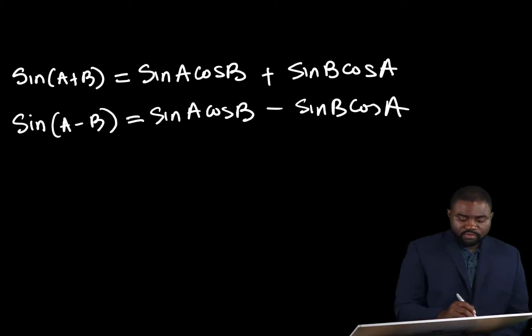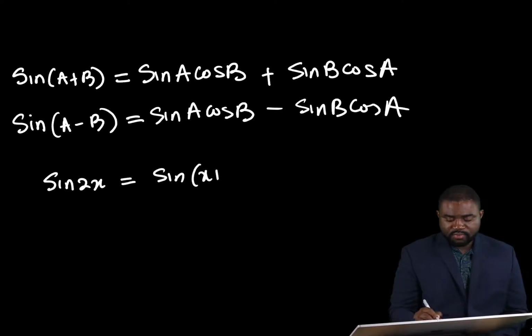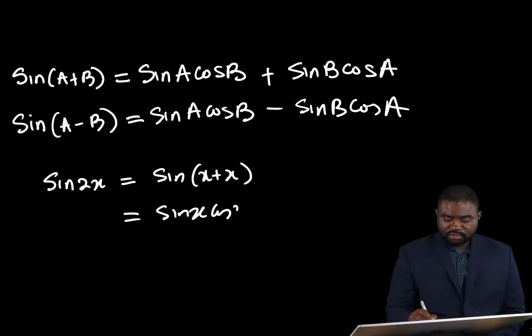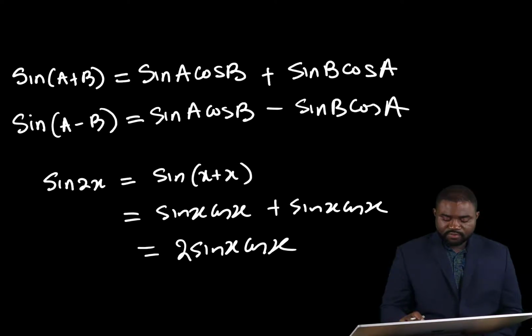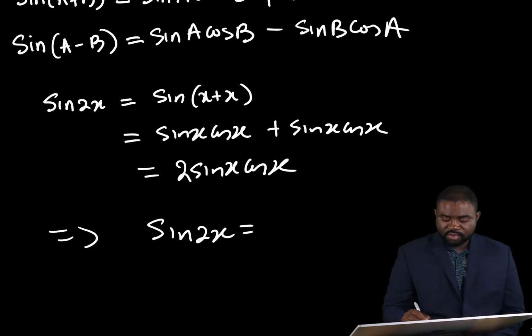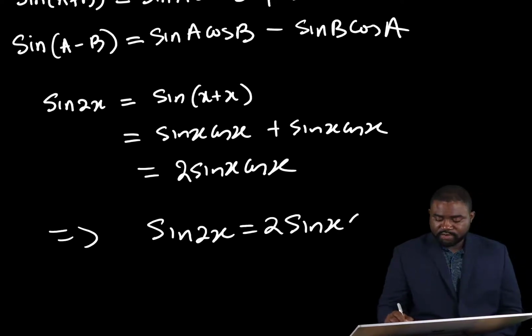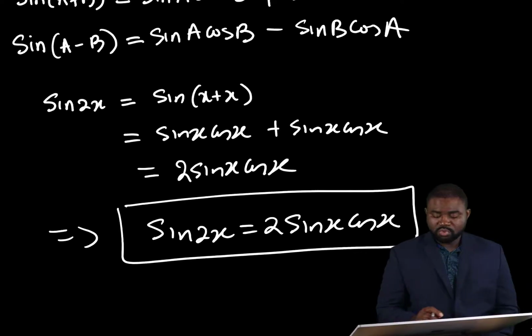Let me do an example. Sine 2x can be rewritten as sine x plus x, which is the same as sine x cosine x plus sine x cosine x. This is the same as 2 sine x cosine x. So we can therefore conclude that sine 2x is equal to 2 sine x cosine x, and this will become very handy in projectile motion.